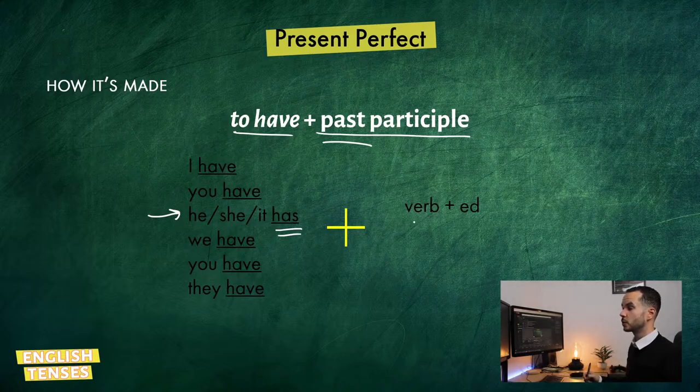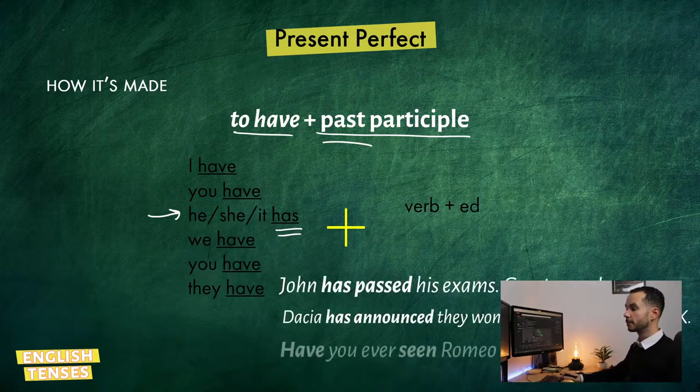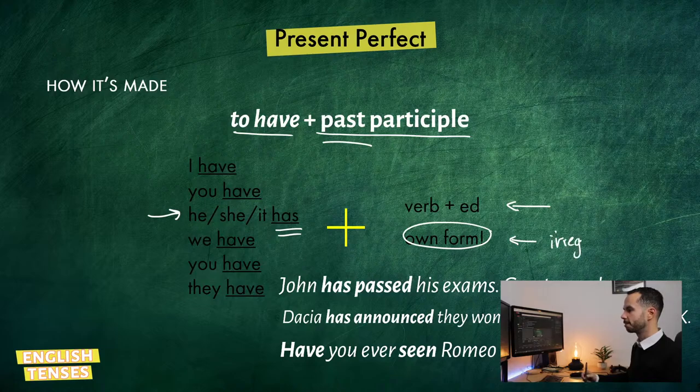And in this case, we have verb plus ed or an own form when we want to talk about the past participle. So the past participle is either verb plus ed or an own form. And we use the own form for irregular verbs. And I think there are about 150 irregular verbs, but you can find a long list of irregular verbs online.